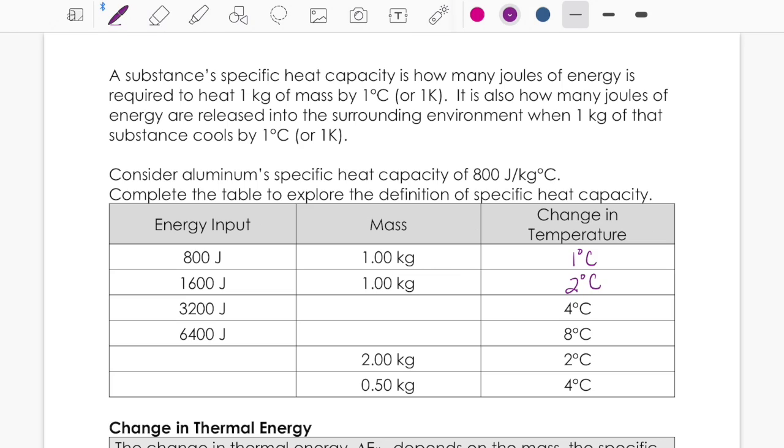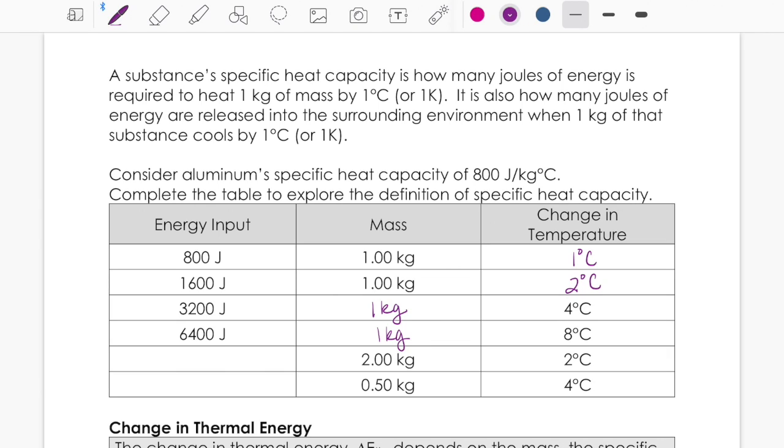For the next one, we have 4 degrees in temperature change. So 4 times 800 joules per kilogram degrees Celsius would be 3200. We know that this is 1 kilogram because it has the amount of joules we need to change 4 degrees for a 1 kilogram sample. The next one has an 8 degree change. So 8 times 800 would give me 6400. Again this is 1 kilogram because the energy input is 6400.